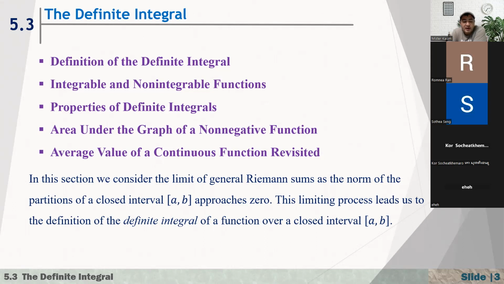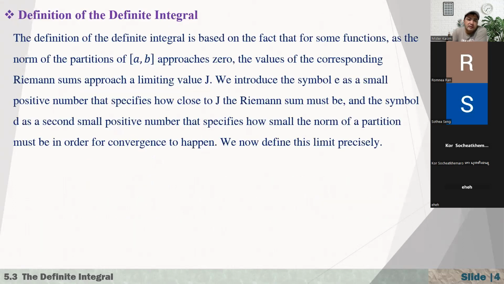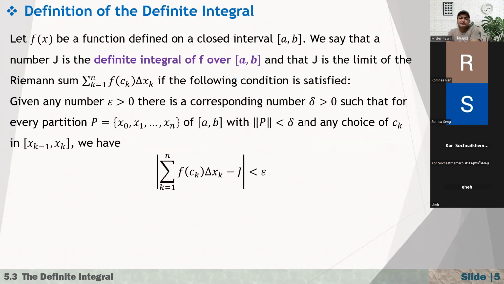In our next class, in 5.4, we are going to prove the fundamental theorem of calculus. We have part A and part B, and after that we will focus on improving our techniques: how do we calculate definite integrals? Now, the definition of the definite integral is based on the fact that for some functions, as the norm of the partitions of [a, b] approaches zero, the values of the corresponding Riemann sums approach a limiting value J. Simply, this is the definition you have to understand.